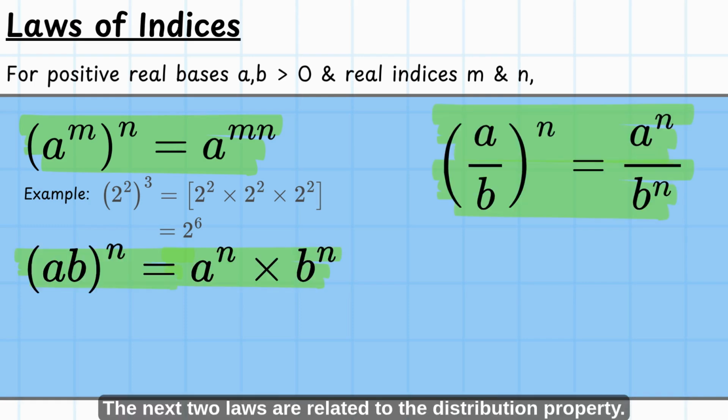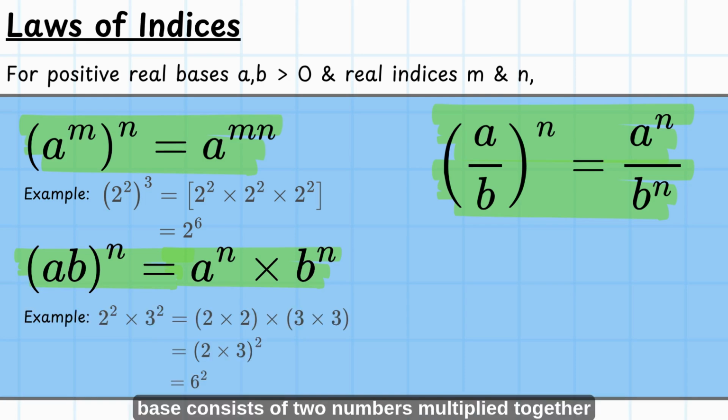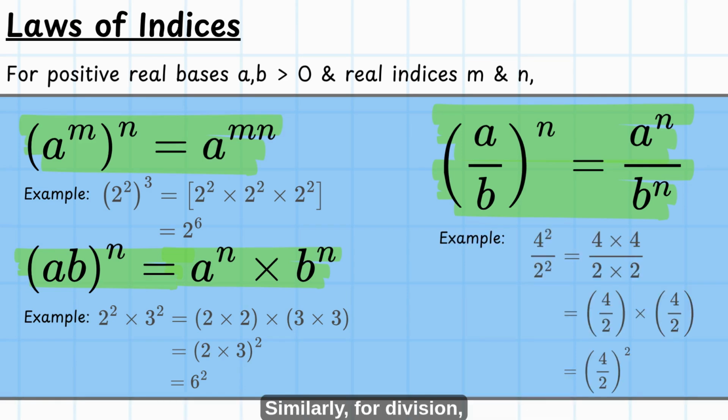The next two laws are related to the distribution property. This means that when an index is applied to a term inside brackets, it can be distributed to each individual part, whether it's multiplication or division. For multiplication, the base consists of two numbers multiplied together and raised to a power. The index applies separately to each number. Similarly, for division, when a fraction is raised to a power, the index applies to both the numerator and denominator.